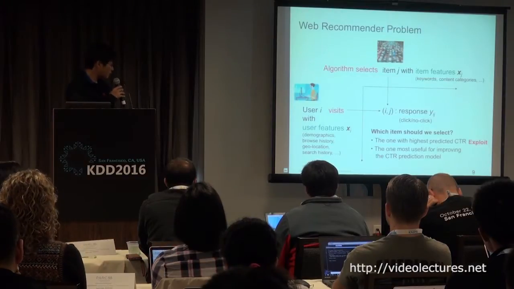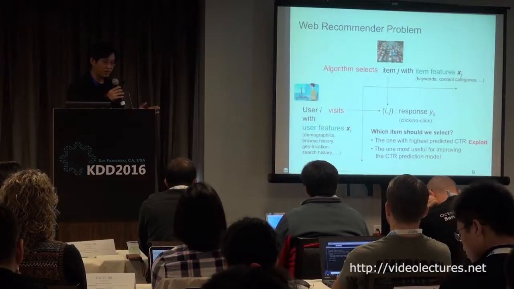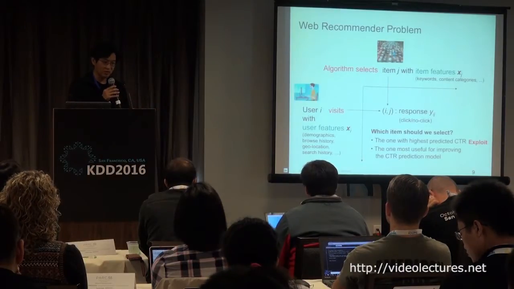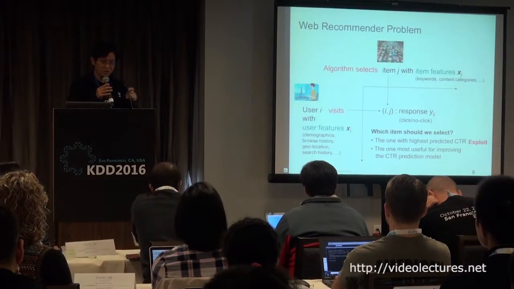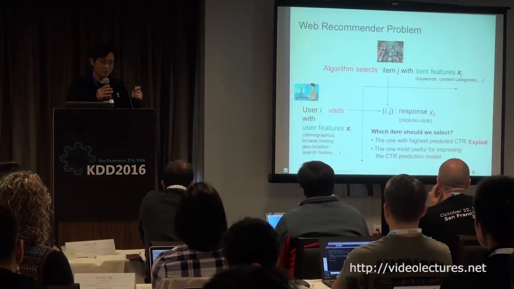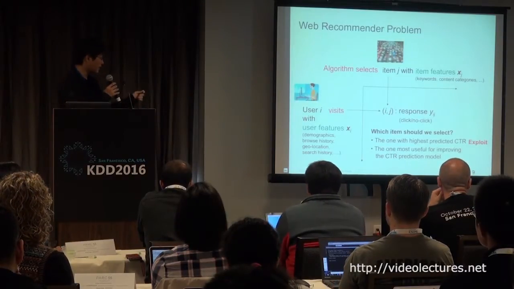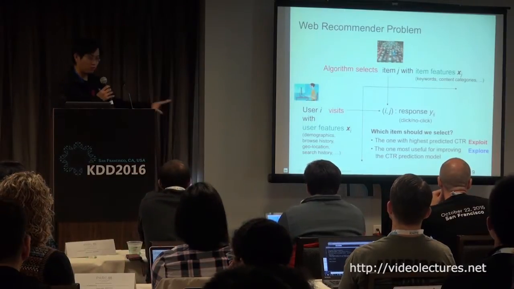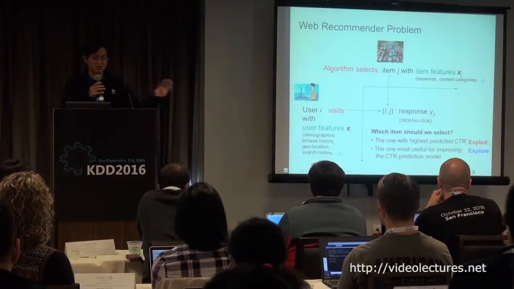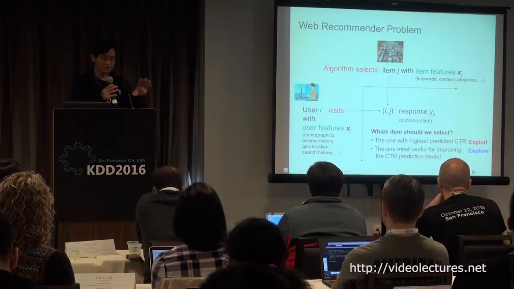Or we may also want to choose an item that gives us the most useful information to improve our current model. Remember that we are also building a model to predict clicks. And the item that gives us the most information may not be the same as the one that maximizes the click rate. So the second objective is called exploration. The entire recommender system is basically trying to balance this exploration and exploitation.